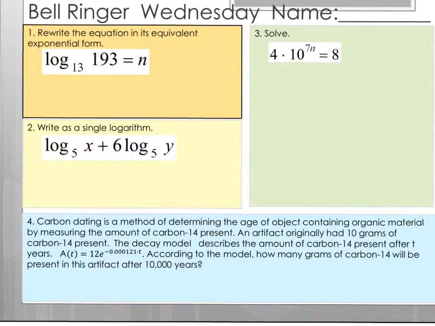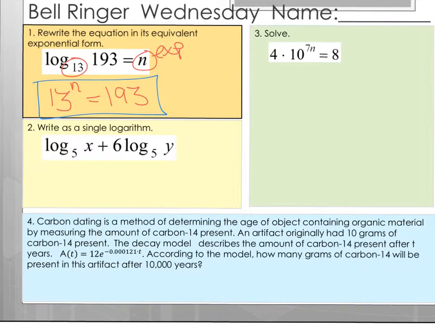Number 1 wants us to rewrite the equation in its equivalent exponential form. Okay, so I look for the base of the log. I know that's going to be the base of my exponential equation. Doing the log on an argument gives the exponent, so that's going to be my exponent. So 13 to the exponent of n equals the argument, so 193.